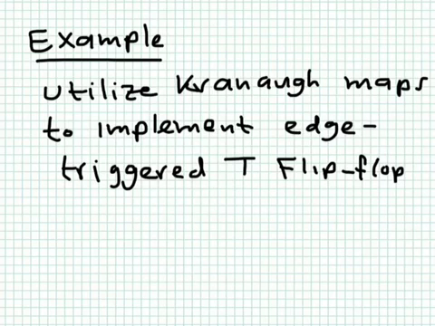Okay, as an example, let's use Karnaugh maps to implement edge-triggered T flip-flops. How can we do that for T flip-flops? I explained so far how to use level-triggered. Edge-triggered is not really that different. We would like to see that whenever there is a rising edge or a falling edge, we create a very short duration pulse. We use it to change the state of the flip-flop.